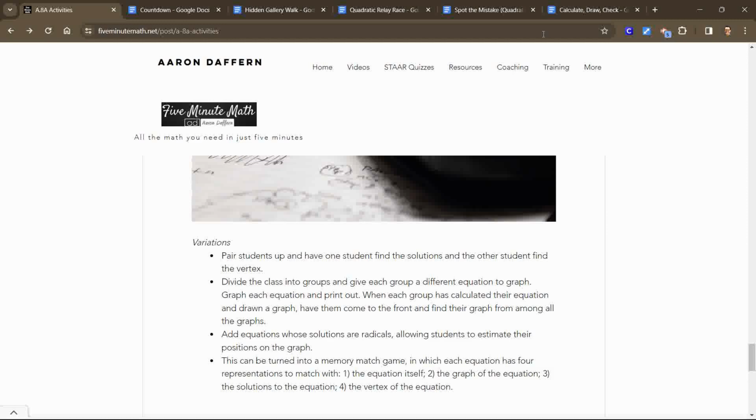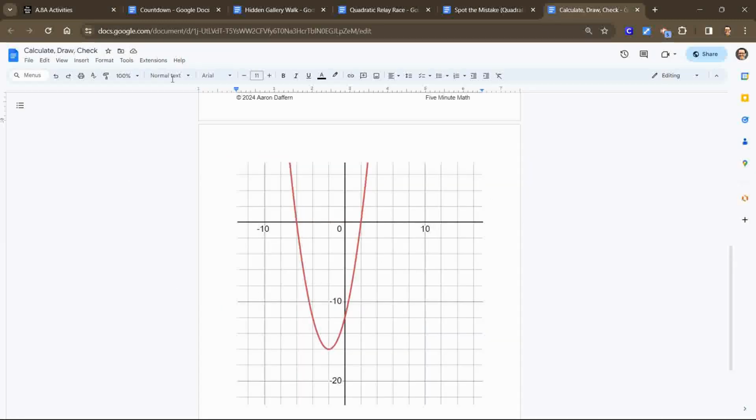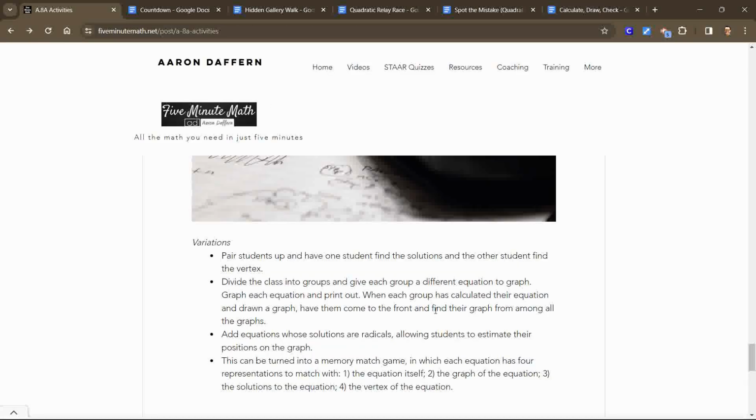So you would print out each visualization like you would here, and then when they've calculated their equation and drawn a graph, they have to come up to the front, and you might have 8, 10 different pictures printed out of these graphs. They have to find the correct one from the 8 or 10 examples that you have up there. So there's just that little extra layer of they need to match theirs with the one that you actually printed up from Desmos or whatever. You can add equations whose solutions are radicals. Obviously, that's going to involve a little bit more estimation when they're drawing it.